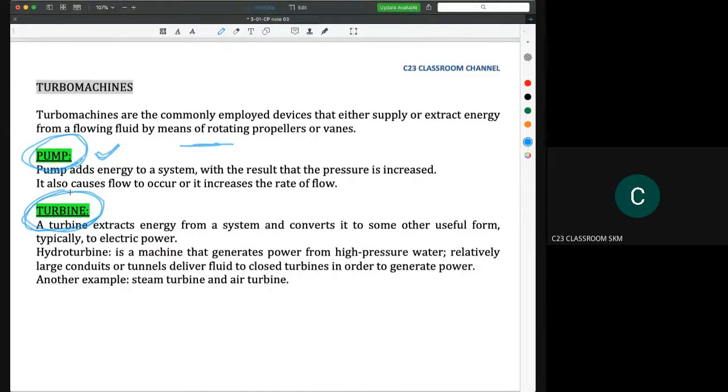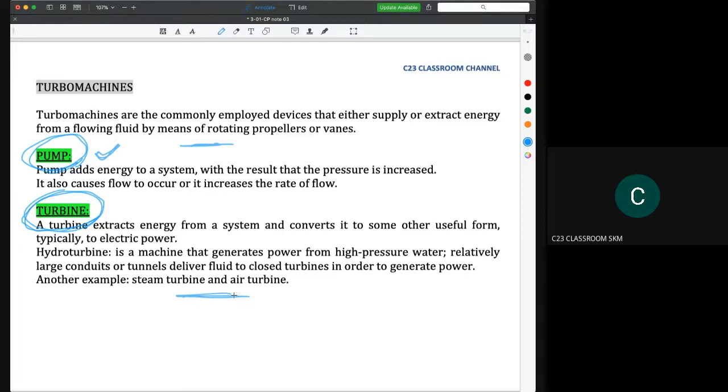A hydroturbine is a machine that generates power from high pressure water. Relatively large conduits or tunnels deliver fluid to a closed turbine in order to generate power. Other examples of turbine are the steam turbine and the air turbine.